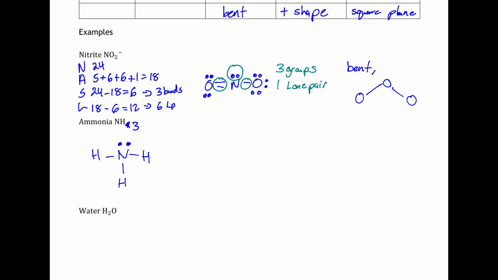Okay, how many groups does it have? That's what we're looking for. How many groups? What column should I look in? This has 4 groups. So remember, when we're talking groups, we count the pairs. So when we're doing groups, we count pairs. So this has 4 groups. 4 groups, how many lone pairs are there? One lone pair.